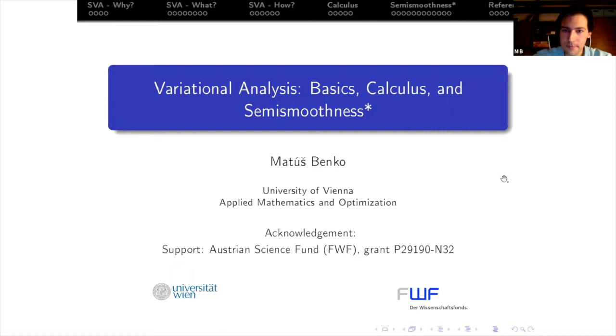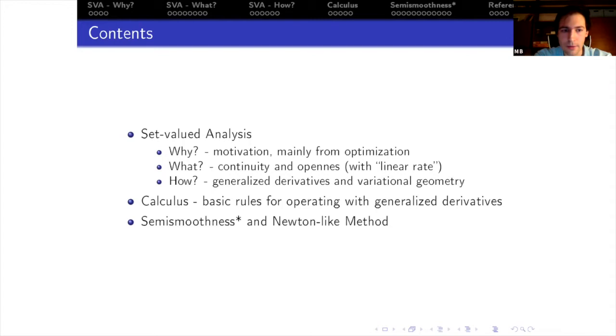So here is just a brief overview about what we are going to discuss. So the first part, set valued analysis. I'm going to spend maybe 25-30 minutes discussing just this, and this is truly, truly basic. So by set valued analysis, basically, I mean analysis of set valued mappings. That is mappings which to a point assign not only another point, but a whole subset of the range space. And I'm going to try to answer the following three questions. So first question, why to study such mappings? So I'll try to provide some motivation, and this motivation is not only from optimization, but mostly from optimization.